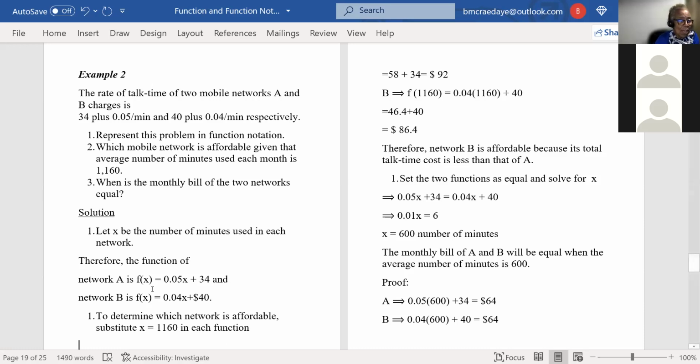So if you use 1160, you want to put 1160 minutes for the X. It's going to be 0.05 times 1160. That's right. And you're going to do that for both of these. So do that and determine which one costs less. Put the 1160 for X in both of those functions. Add the 34 to network A, add the 40 to network B, and tell me which one costs less.